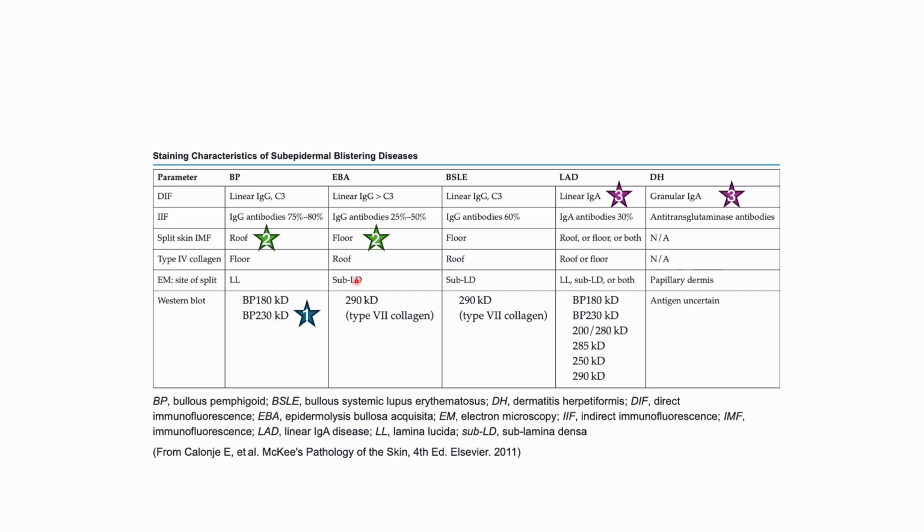And let's move on to the second column. The second column is showing the EBA. In the EBA, it should also have a linear IgG, and the C3 is much less commonly seen than in the BP. And in the split skin test, you should see it at the floor. Remember, E stands for Earth. Earth is the floor. And then the Western blot will show the 290 kD, which is the type 7 collagen. I think remembering the type 7 collagen or the fibrils should be enough. You don't have to remember this 290.